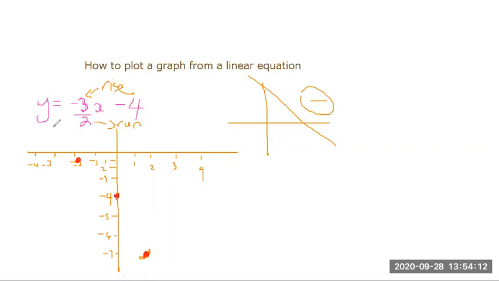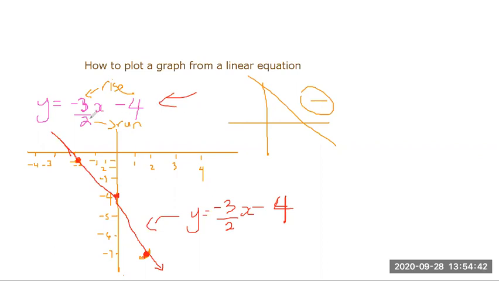And then once I've figured out 2 or 3 points, preferably 3 points, then I'm just going to draw my line through those points. And then I could say this line right here is y equals -3 over 2x minus 4. And that's just you being given an equation and figuring out the graph.